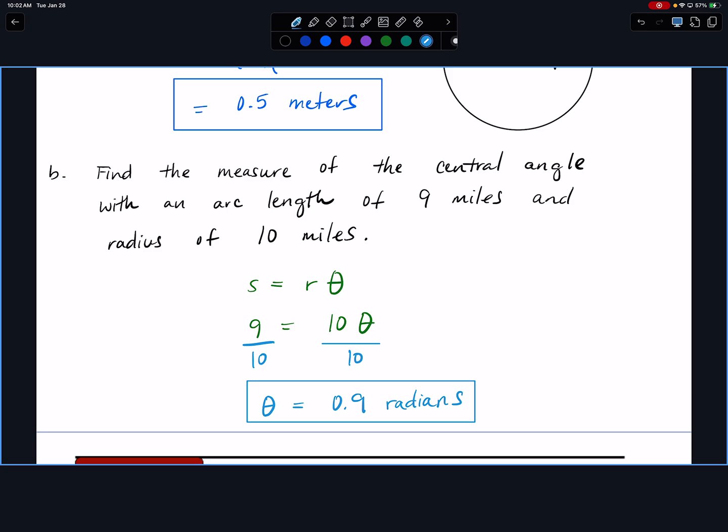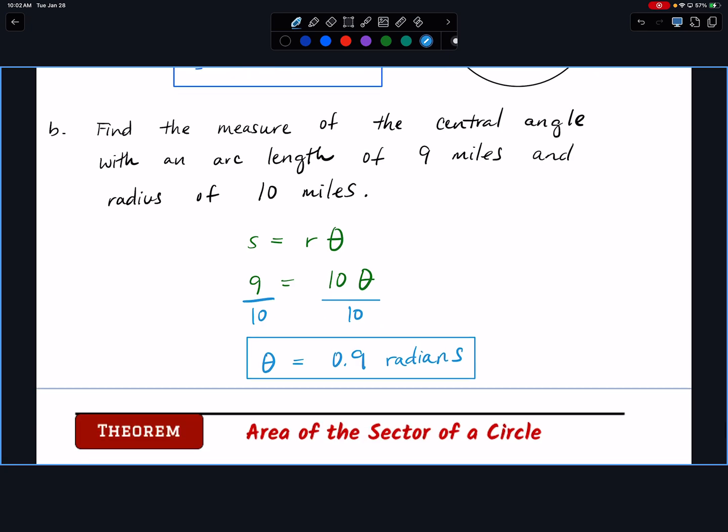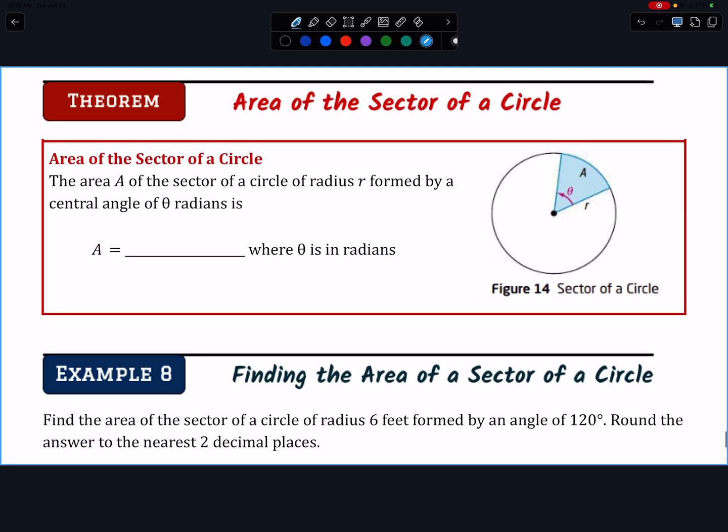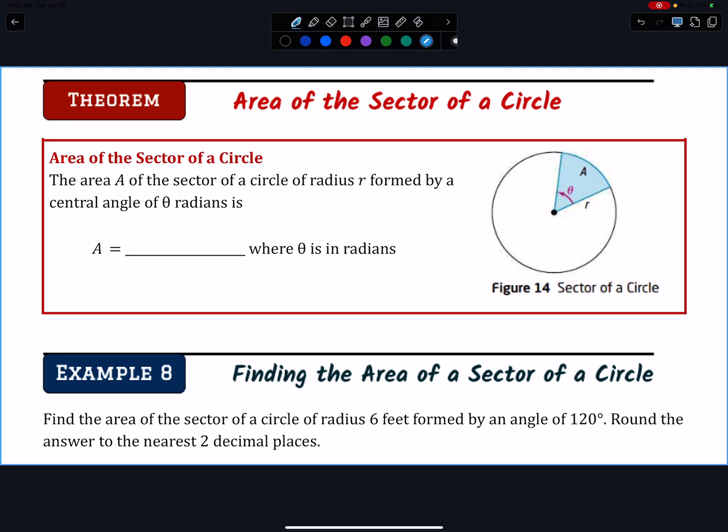Last problem. I know this section's long. When you hear the word sector, I want you to think like slice. We all love pizza, so think about this like a pizza. The area of a sector is like the area of one slice of this pie.